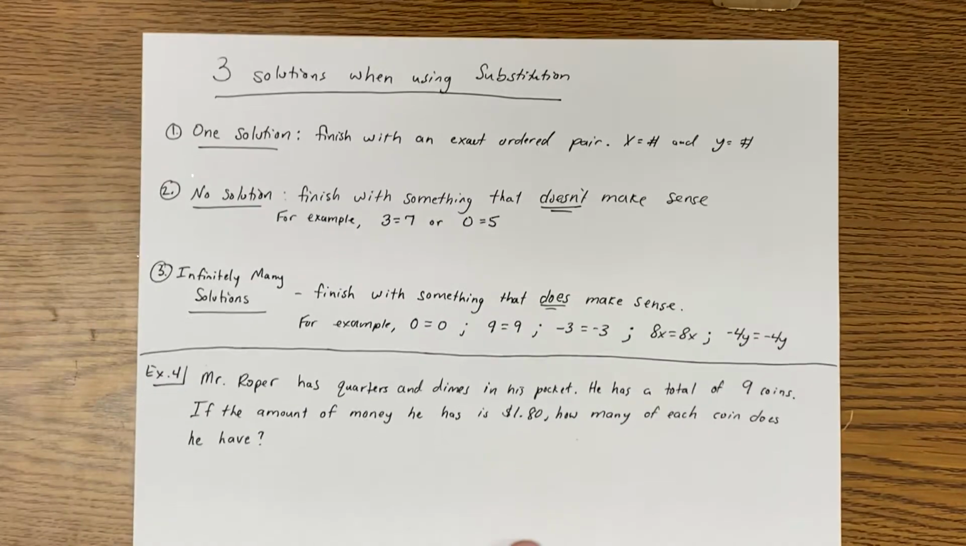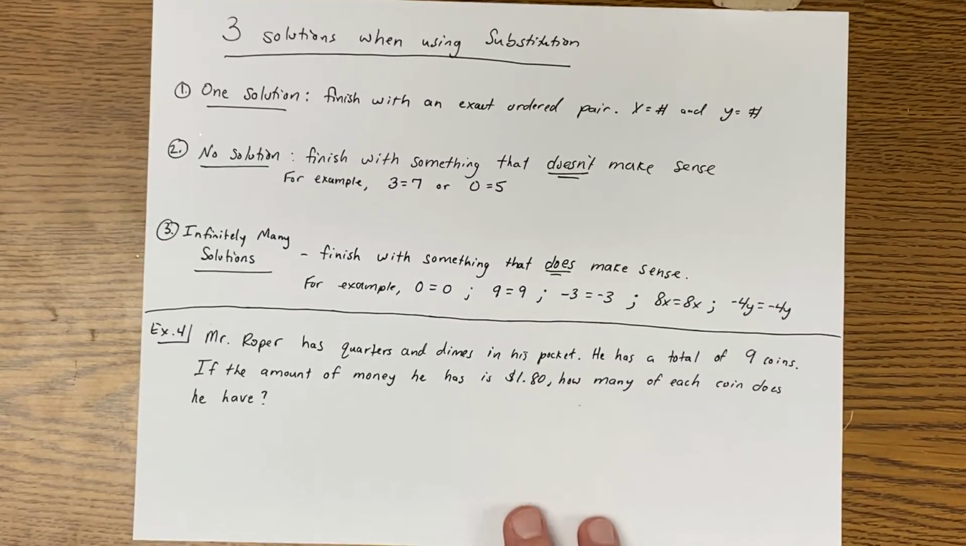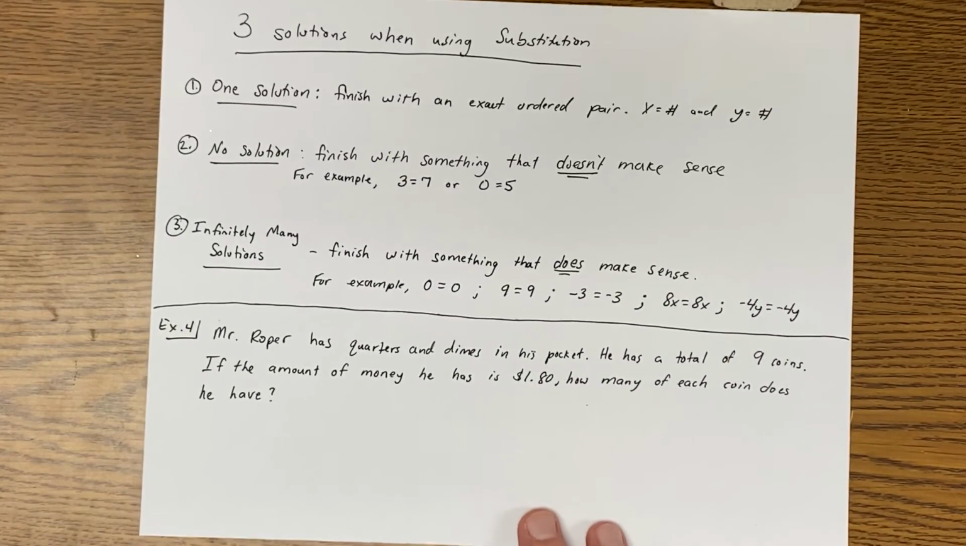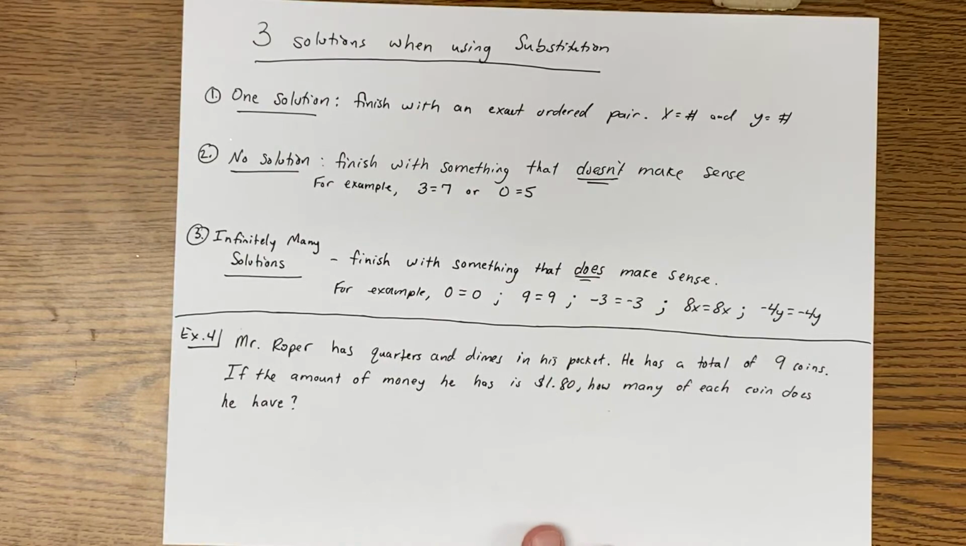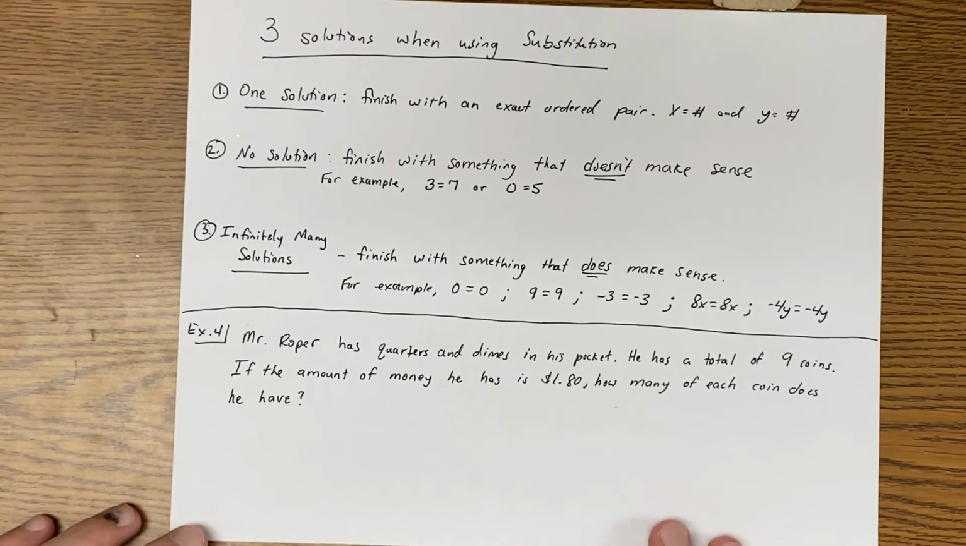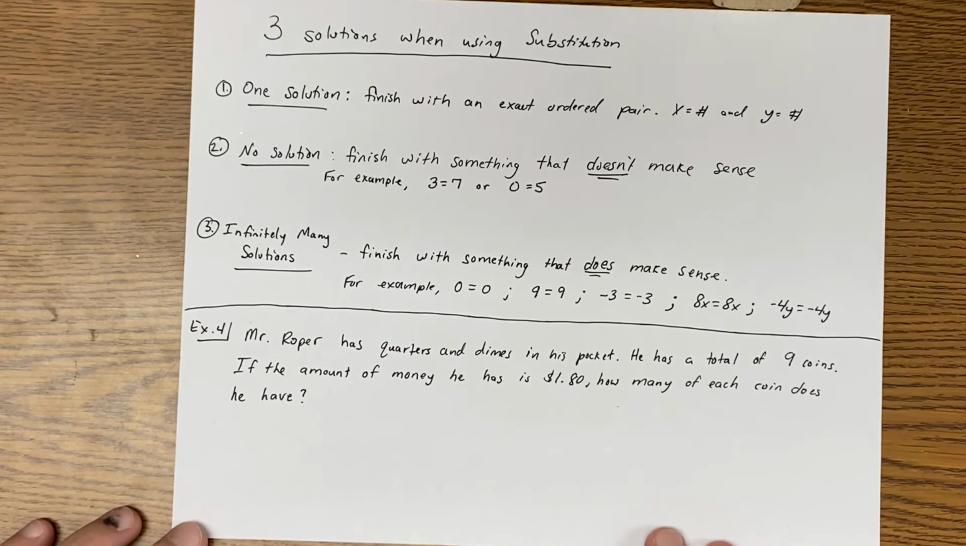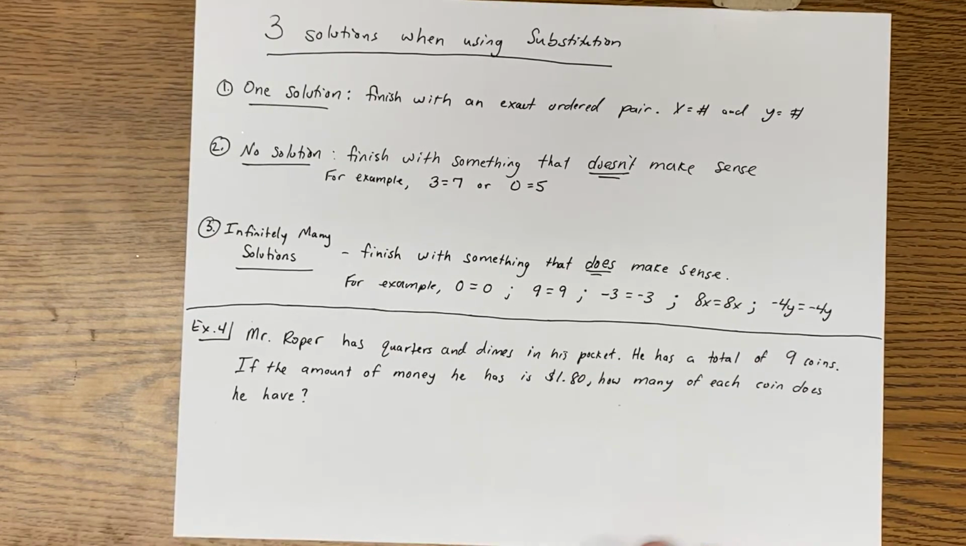The last example we're going to look at is a word problem, and our word problem has some examples at the bottom, and we're on the last example, which says Mr. Roper has quarters and dimes in his pocket. He has a total of 9 coins. If the amount of money he has is $1.80, how many of each coin does he have? So we're going to have to write 2 equations here, and we're going to have to solve the 2 equations to figure out how many quarters and dimes we have, okay?